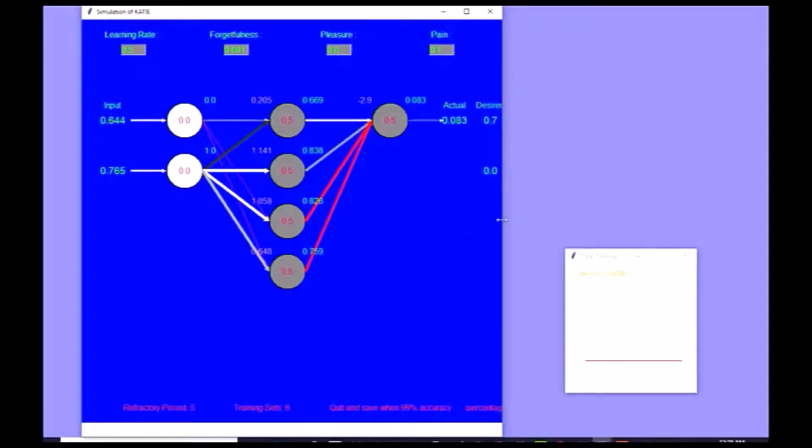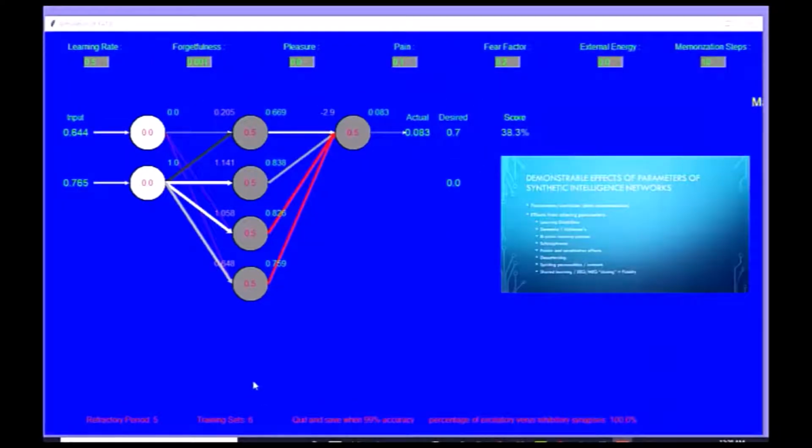I seem to have shrunk this. So as I go through this slide, I'm going to show you some of the parameters I experiment with. The learning rate obviously can cause learning disabilities. This is a genetic factor. It can be altered in many different ways. Forgetfulness, we can create dementia, Alzheimer's, and other neurological problems.